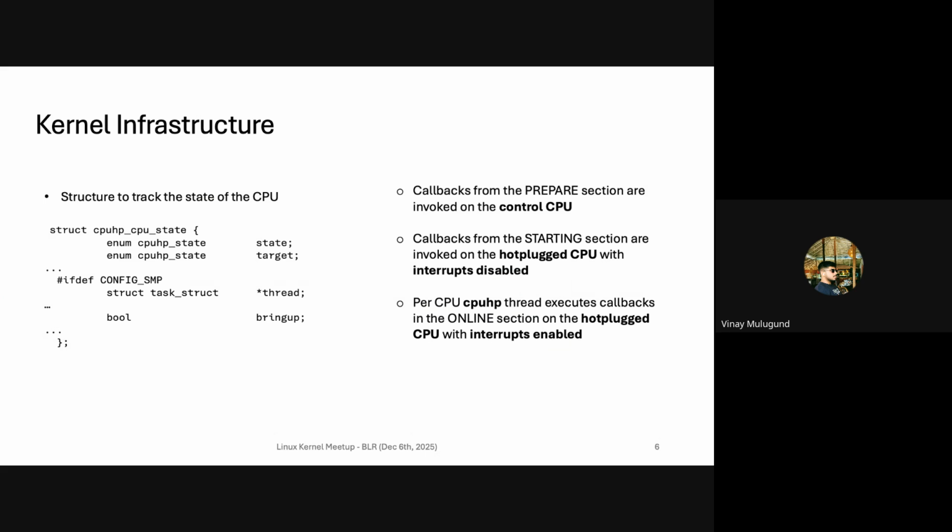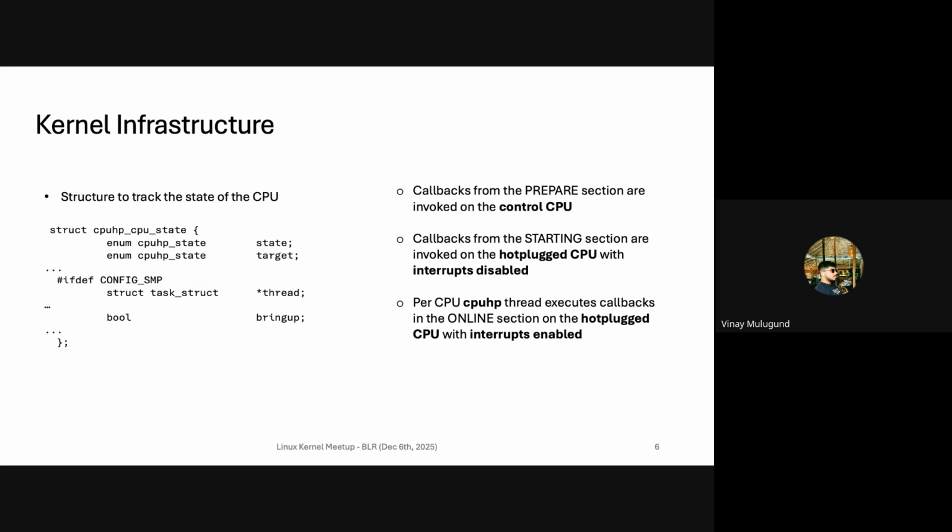Now, the implications of those sections. Remember I was saying there are some implications. They are about where a subsystem wants to be notified, in which section. In the prepare section, all the callbacks are invoked on a control CPU. In the starting section, the callbacks are invoked on the hot plugged CPU, but with interrupts disabled. In the online section, all the callbacks are executed in the context of a per-CPU hotplug thread, with interrupts enabled.